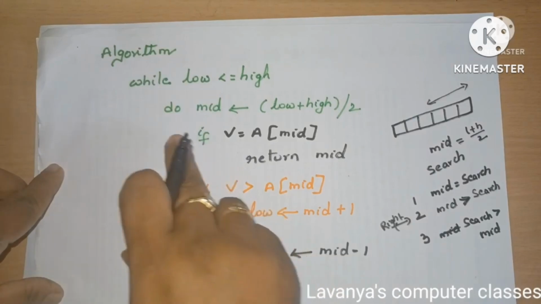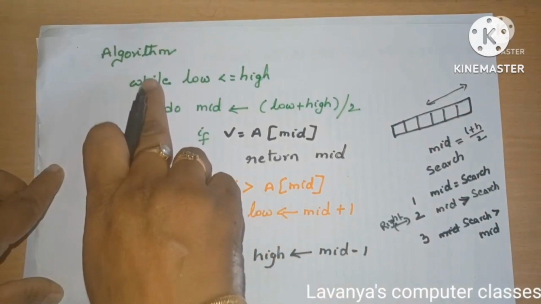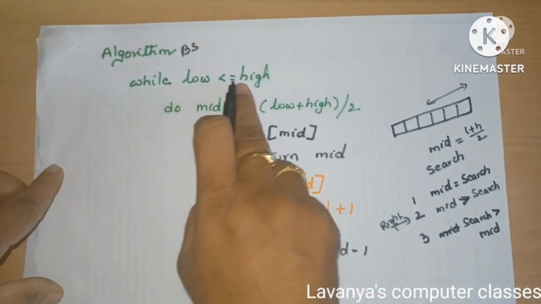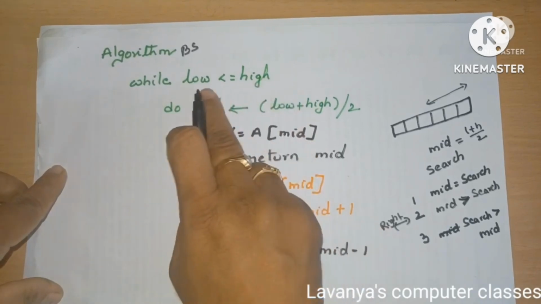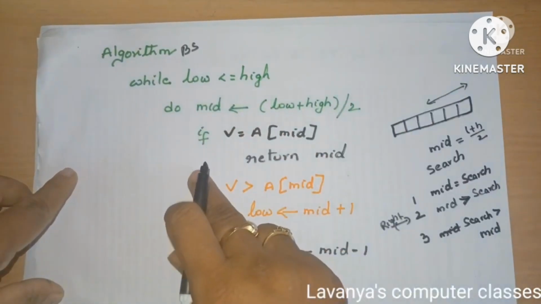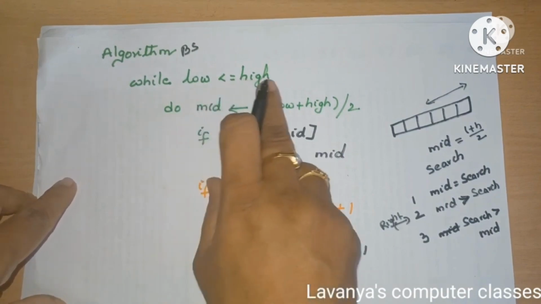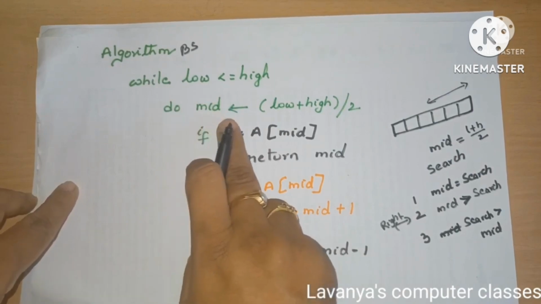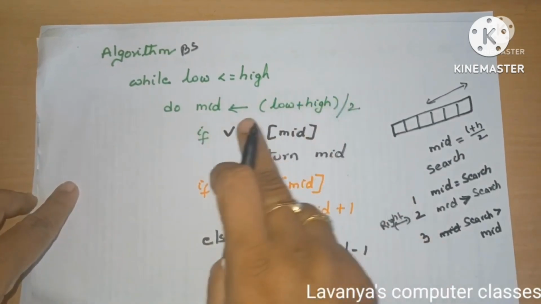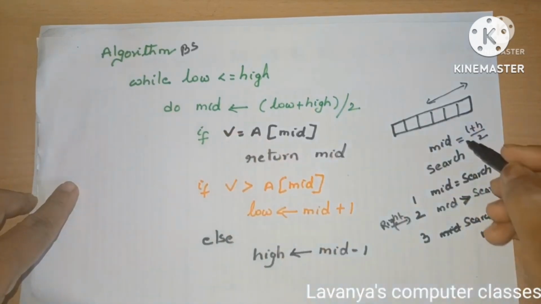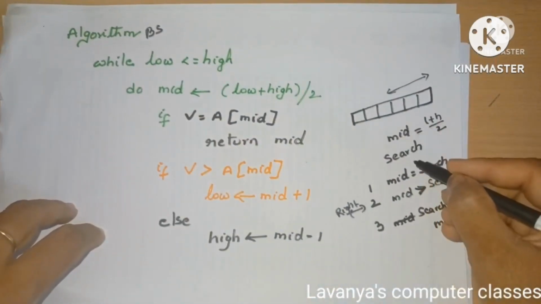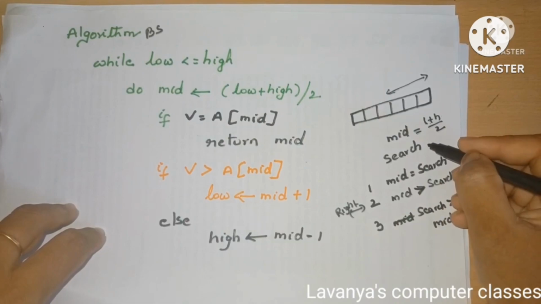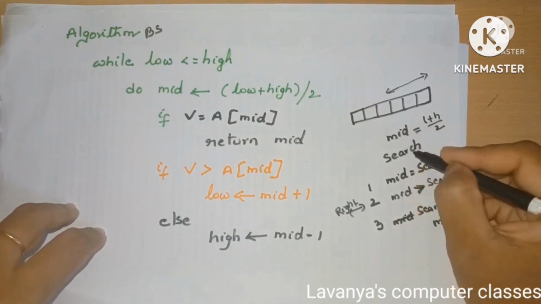Now I will explain the binary search algorithm. Algorithm BS: while low is less than or equal to high. Here we need the low element and also the high element. I will explain with an example. If low is always smaller than or equal to high, then calculate mid. How to calculate mid? mid equals (low plus high) divided by 2. After calculating mid, we need the search element. Then compare the mid element and the search element.